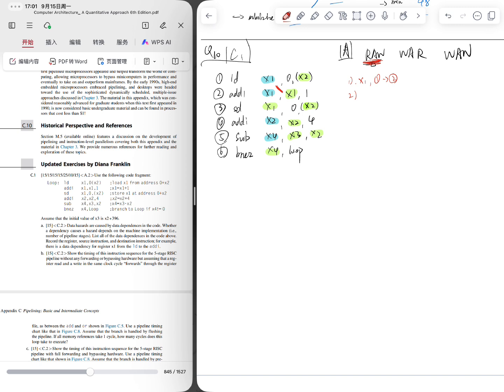Read after write. Let's go to, yes, here, right? We are trying to read x1 in instruction 3 after writing the addition for x1, right? So x1 is also for instruction 2 going to instruction 3. We are reading x1 after modifying x1. Are there anything else? Read after write.